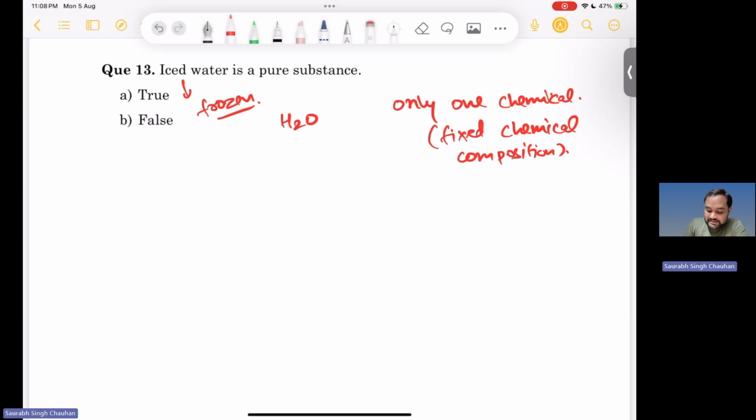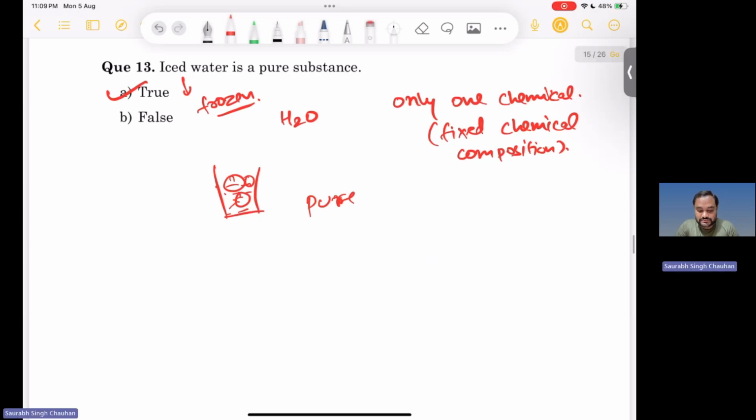Another case you can take: there is some liquid water and there is some ice. Whether this mixture will be a pure substance or not, still this mixture will be a pure substance. Why? Because there is only water. Some water is in the solid state and some water is in the liquid state, but still it is only one compound. So it is a pure substance. So the statement is true. All the compounds are pure substances.